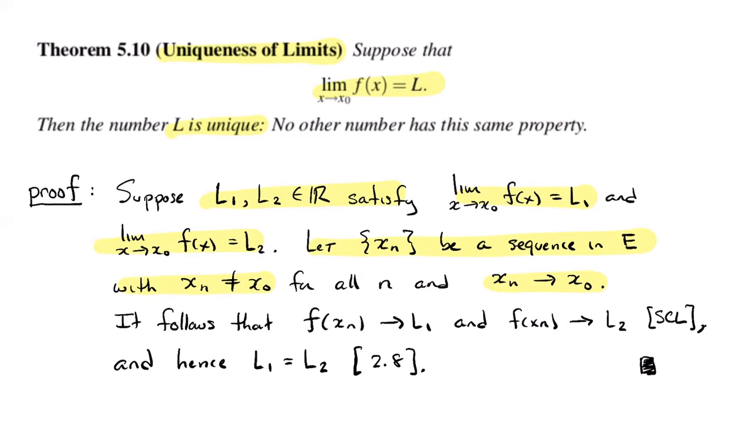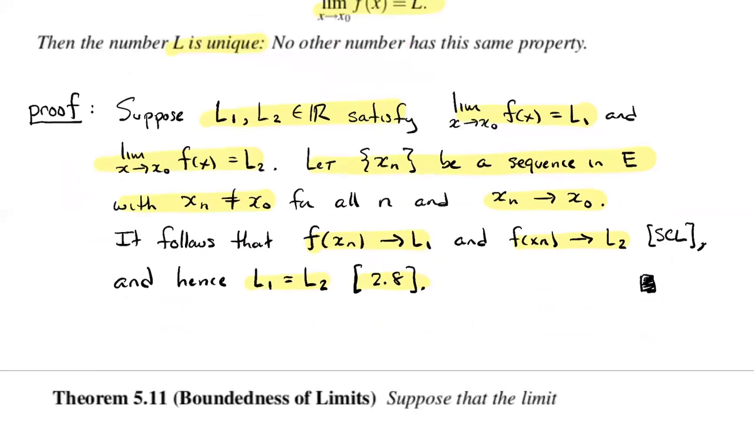And then using the sequential criteria, if we're assuming that the limit as x goes to x0 of f is L1, then the sequential criteria says that the image sequence f of xn converges to L1. But likewise, if the limit as x goes to x0 is also equal to L2, the sequential criteria says that the image sequence also goes to L2. So then I just apply the uniqueness for sequences, Theorem 2.8. It says that L1 and L2 have to be the same. Nice. So I don't have to really recapitulate it. I can just apply the corresponding property for limits of sequences to the image sequence here.